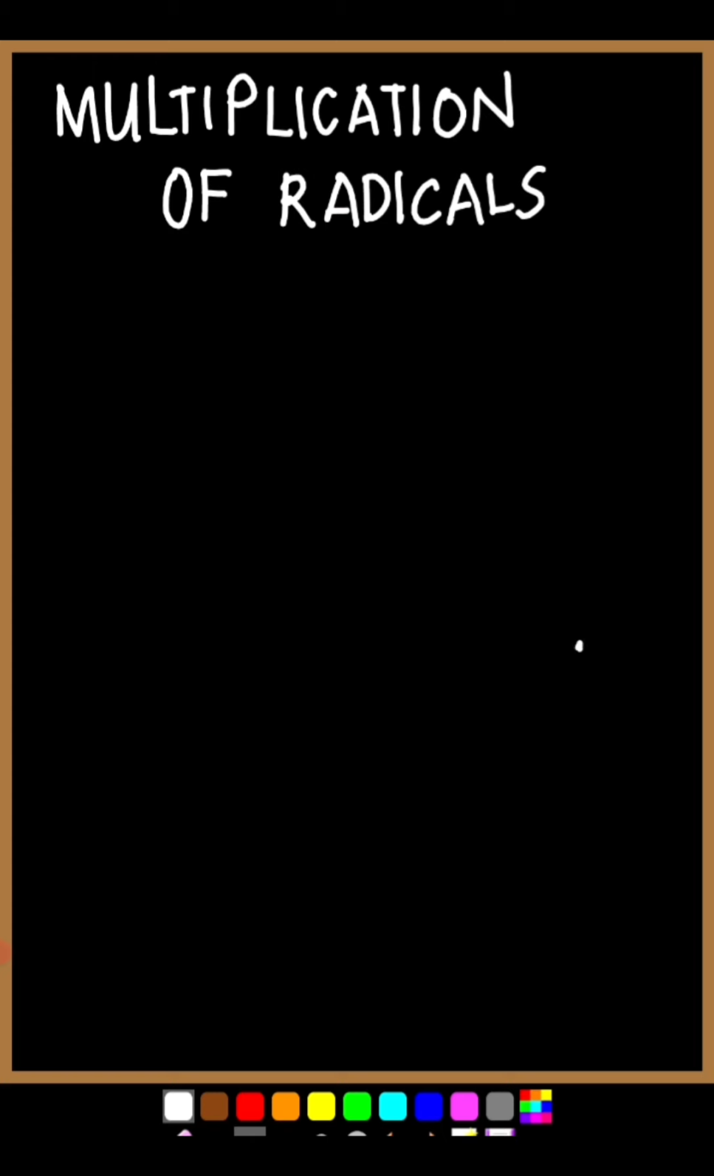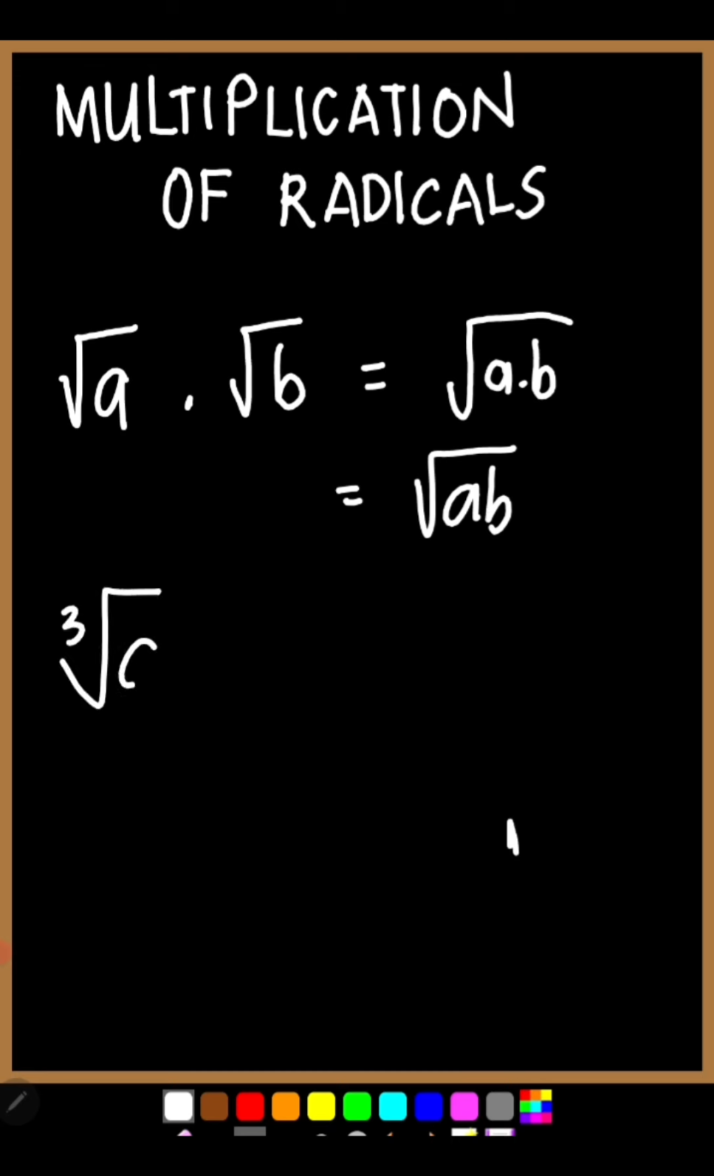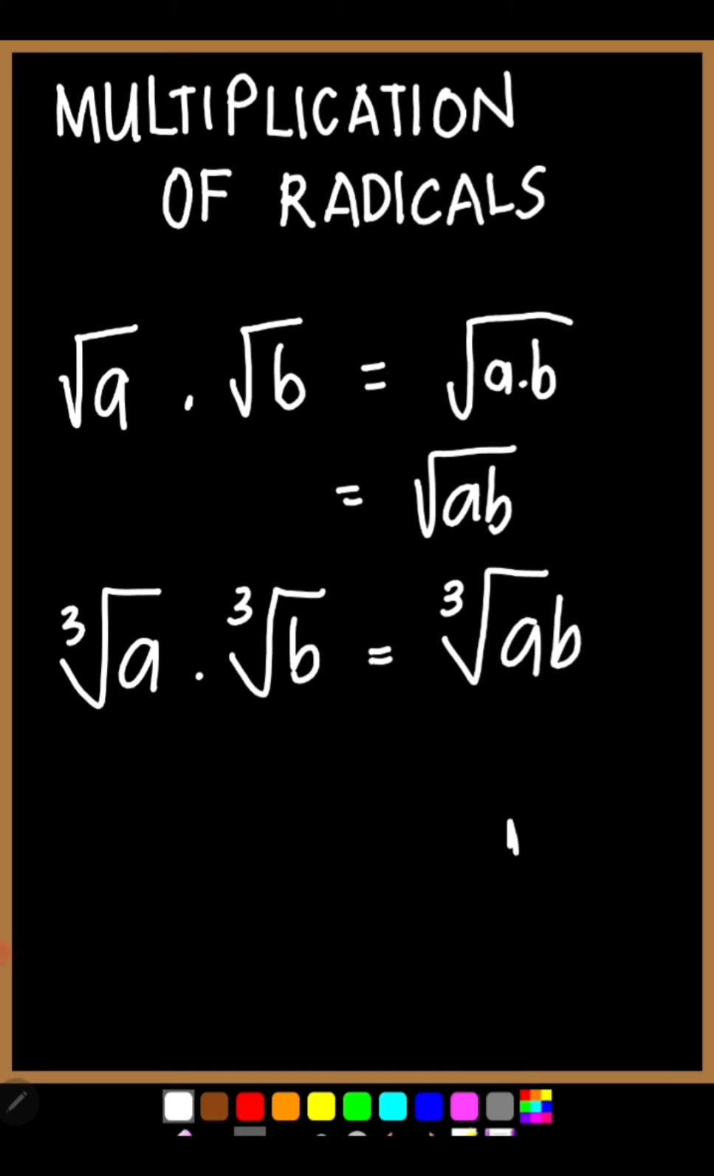So let me show you. So for example, we have square root of A times square root of B. So they have the same index, which is yung 2. Parehas silang naka-square root. Okay? So you just copy the radical and the index, and then multiply A times B, which is square root of AB. Okay? So, kapag cube root of A times cube root of B, that is equal to cube root of AB.